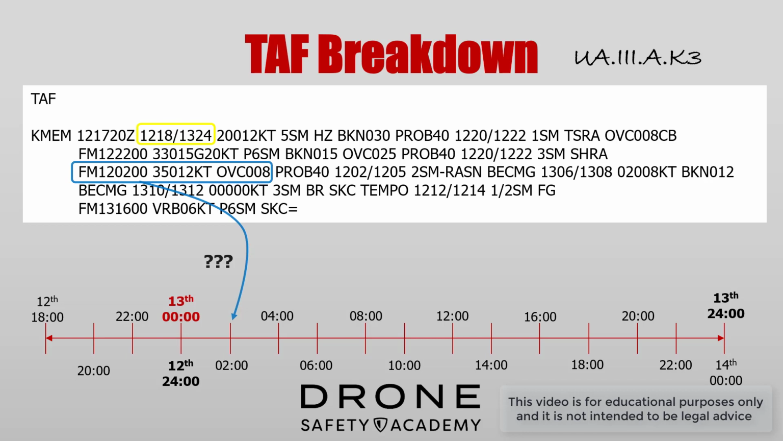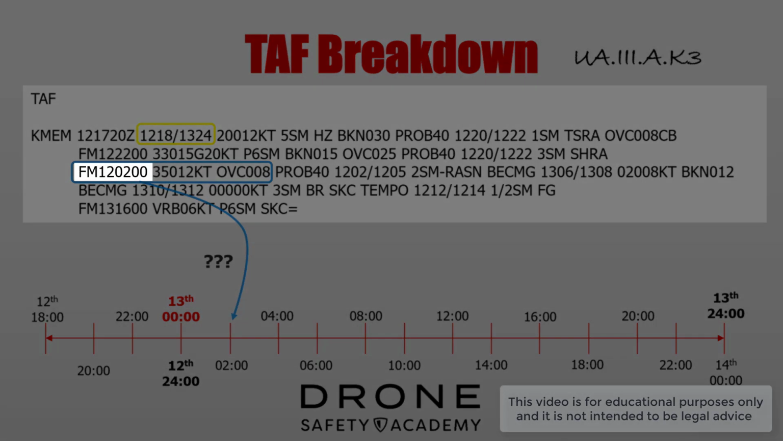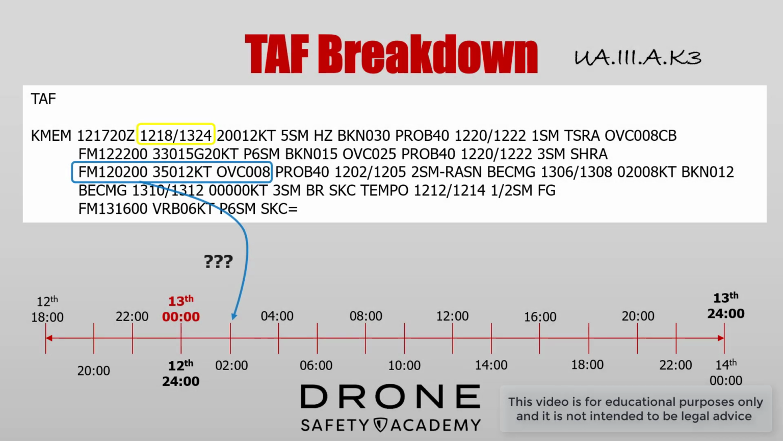On the third line, we have a new FM group, starting on the 12th day at 200 hours, 0 minutes after the hour. I believe this one to be another intentional error to see if you're paying attention, because that date and time does not fit within the valid time period. In any case, for this particular FM group, the wind is at 350 degrees at 12 knots. Sky conditions are forecasted to be overcast at 800 feet.